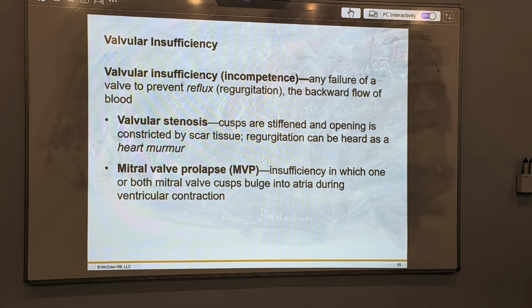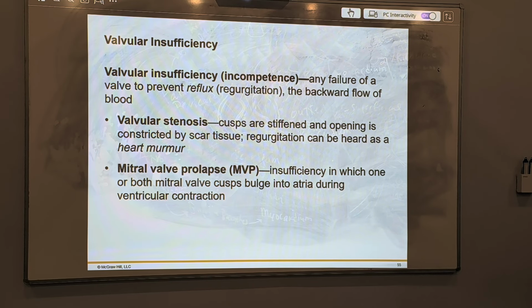Now, when we look at diseases that involve the valves, there's valvular insufficiency. That means the valve is incompetent. You know the valve has one job to do. What's the job of the valve? To allow a one-way movement of blood, either from the atria to the ventricle, in the case of atrioventricular valve, or from the ventricles to the vessels, to the semilunar valve.